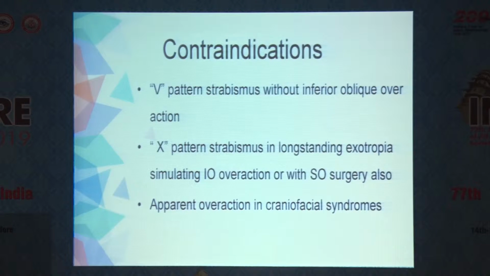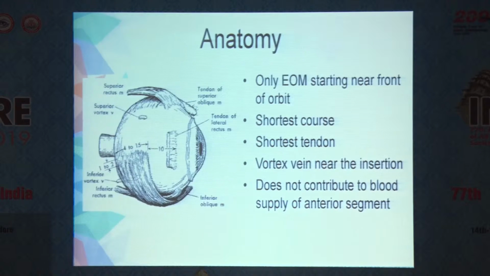And these are a few contraindications: when there are apparent overactions, and also apparent overactions in Duane syndrome, when there is no true overaction of inferior oblique, we should not go for inferior oblique surgery.